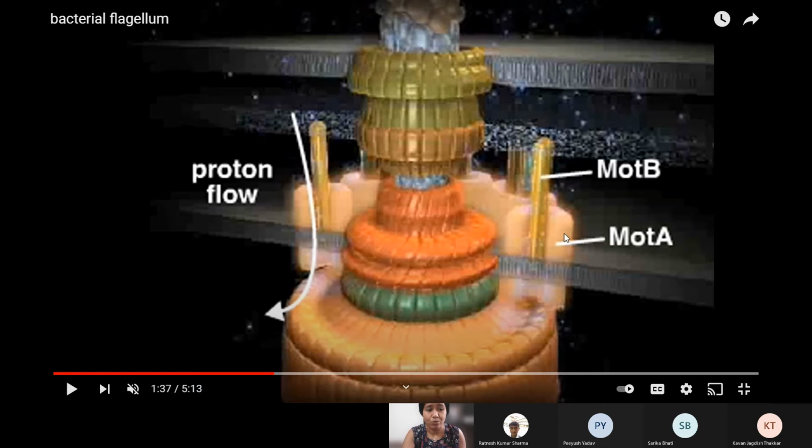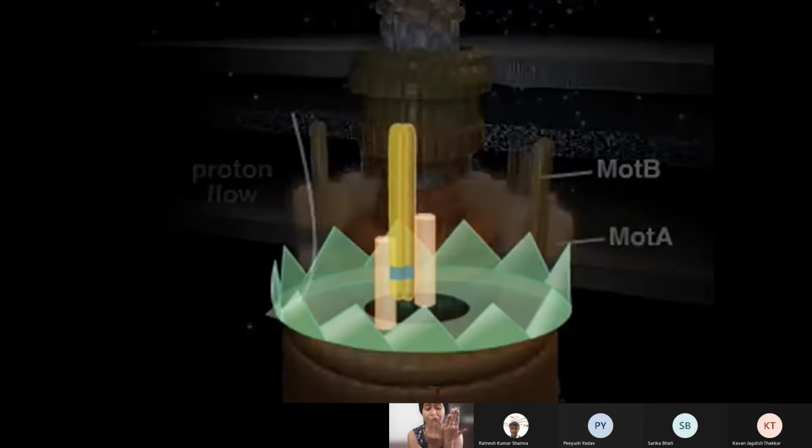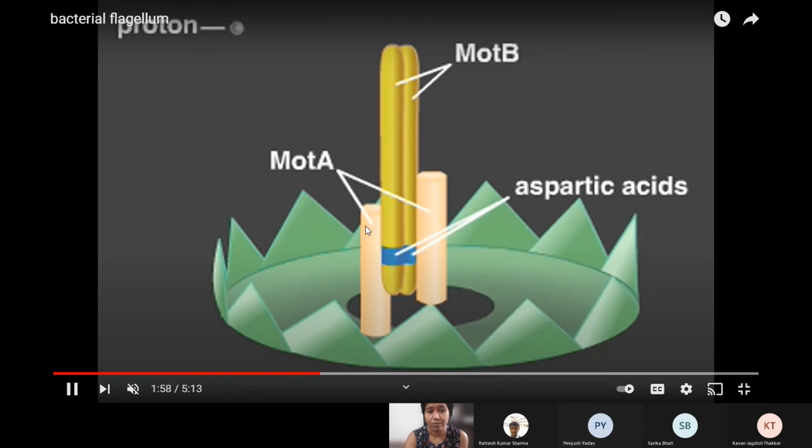And what I would like you to do here is to rather look at how these two proteins called MotA and MotB, which form part of the stator and also part of the ion channel that allows these protons to move through, actually move. And this is a very simplistic but beautiful representation of this. So they're showing you two aspartic acid residues.